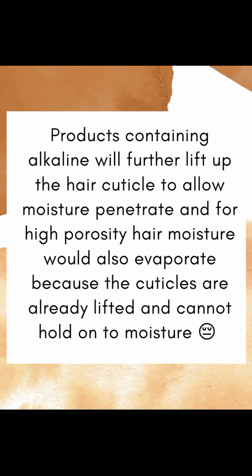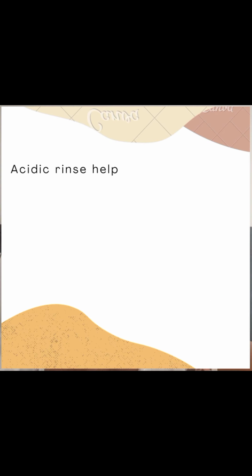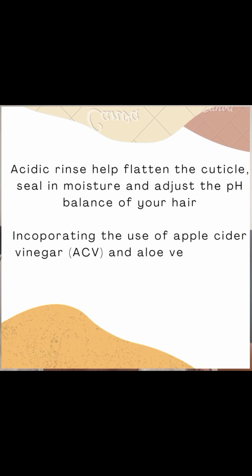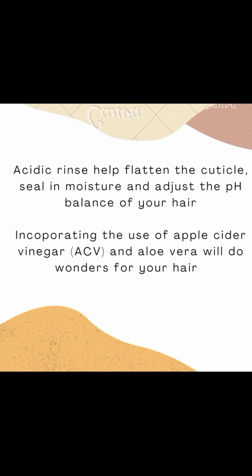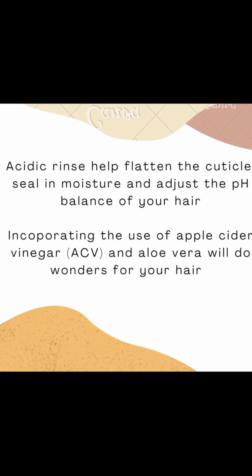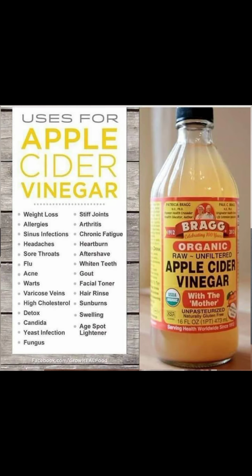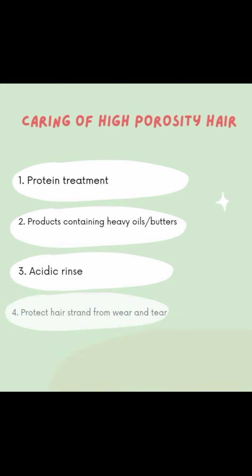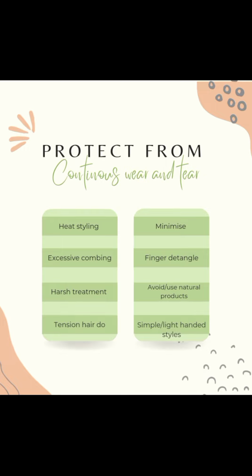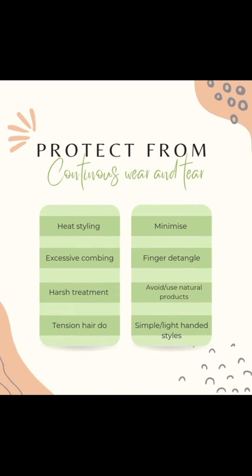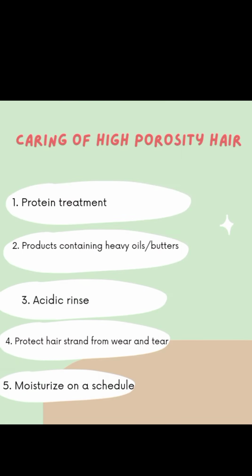Alkaline products further lift up your hair cuticle, so you should consider rinsing your hair with apple cider vinegar, as this will help flatten the cuticle and seal in moisture. Both apple cider vinegar and aloe vera work to balance your hair's pH. So this would be a very good addition to your hair care. The next thing you want to do would be to protect your hair strand from continuous wear and tear. And the last thing you'd want to do would be to moisturize and re-moisturize your hair.